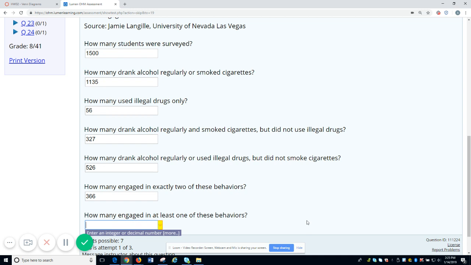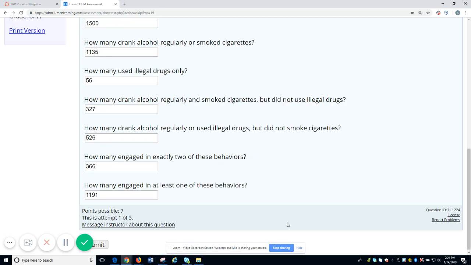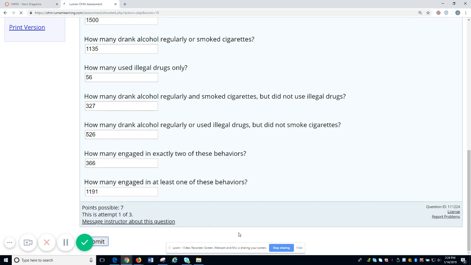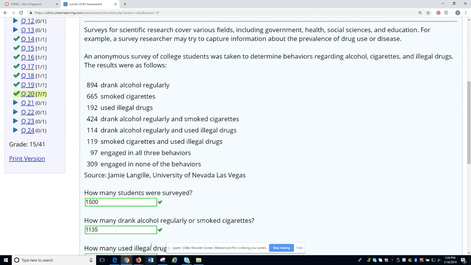Okay. And then how many people engaged in at least one of these behaviors? Well, at least means one or more. And since I know that there were 1,500 people surveyed and 309 did none of those behaviors, if I subtract 309 from 1,500, I get 1,191 people. All right, long problem. Good luck.